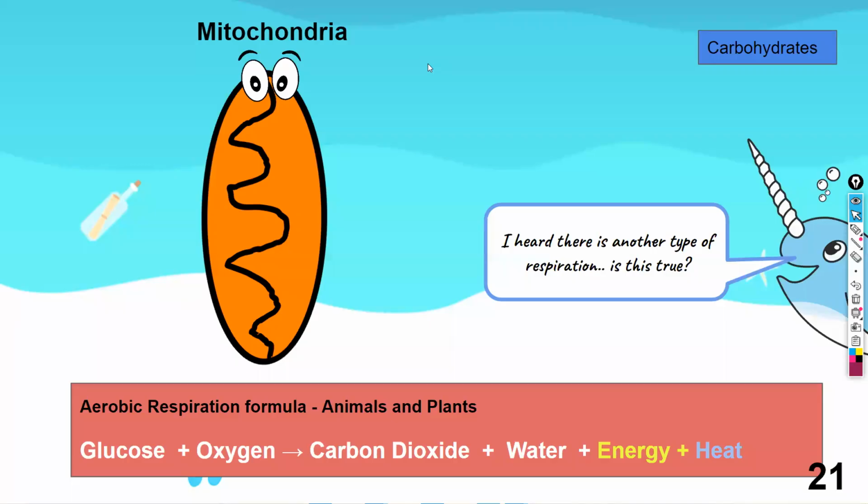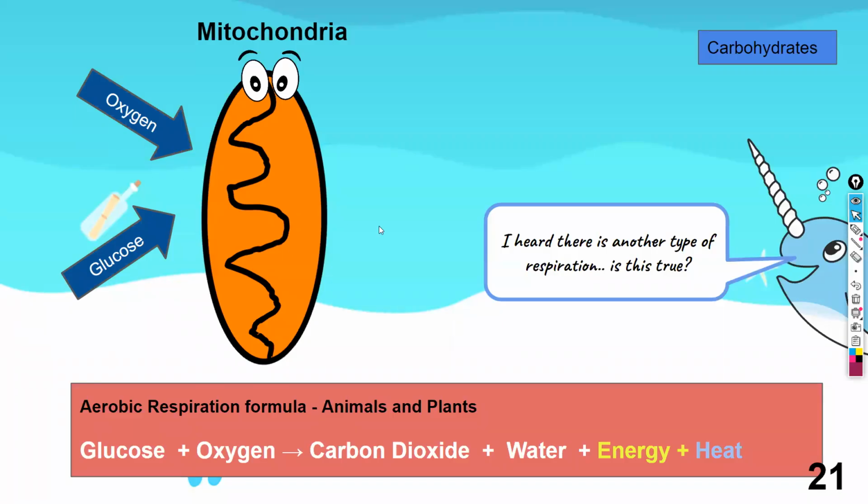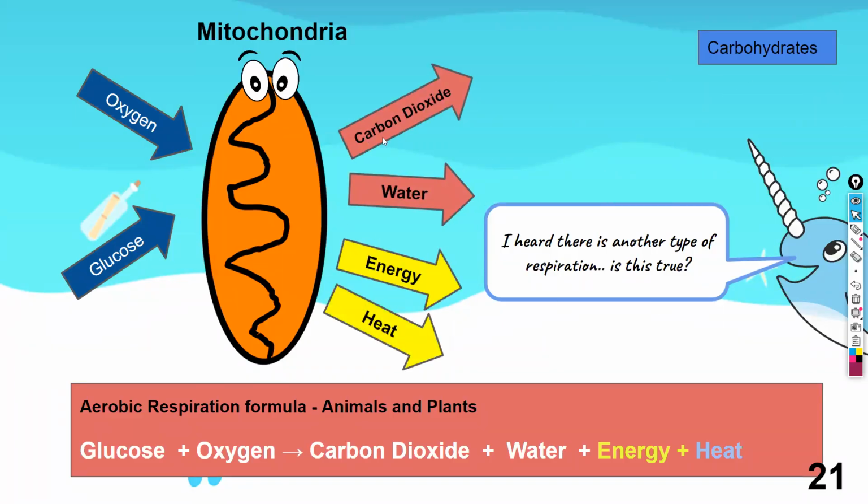All right, so I think the next slide will obviously concentrate on the other types of respiration. So let's have a look and see what the other types of respirations are. Right, so this is what normally happens, right? You take oxygen and glucose and you get what? Four things: carbon dioxide, water, energy, and heat. It's the same equation down here.